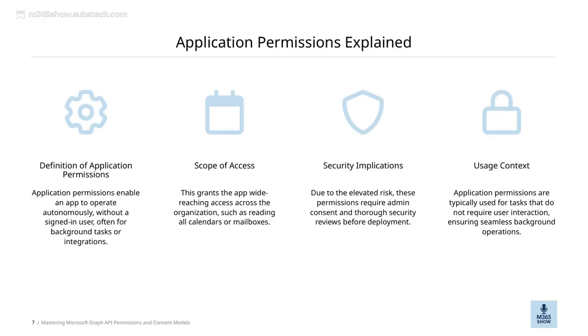They enable an app to operate independently without a signed-in user. Think of them as background tools that perform tasks autonomously or facilitate integrations that need broad access without direct user involvement. Understanding these points helps us see how crucial responsible management of application permissions is to keep our environment secure while leveraging the full potential of Microsoft Graph.